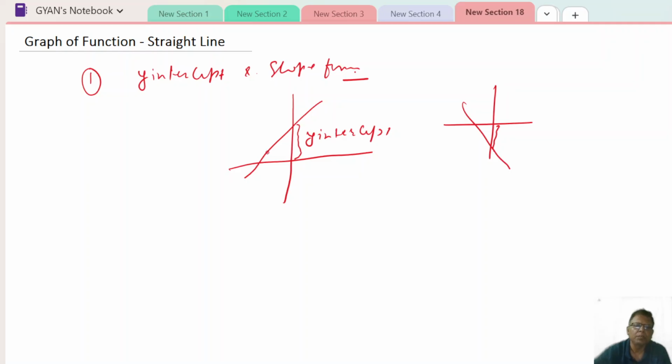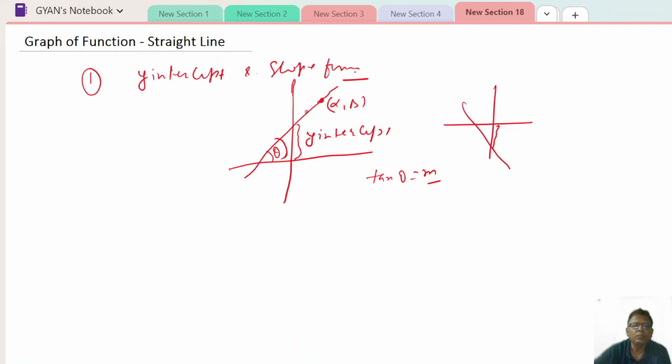And what is the slope? Slope is the tangent of the angle made with the positive x-axis, from the x-axis to the anti-clockwise side. So tan theta will be called m. Now we want to derive the equation for this type of straight line. Suppose one variable point is there, that is alpha beta, which we will later replace by x and y.